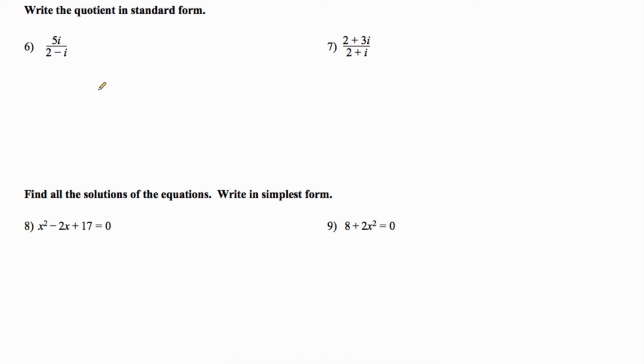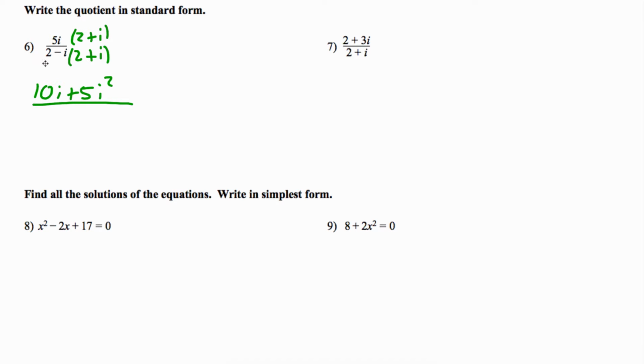Taking a look at 6 and 7, we're asked to write the quotient in standard form. This is where we have to use the conjugate of the denominator to help us out. So on the bottom, we've got 2 minus i. Its conjugate would be 2 plus i. So we have to multiply by 2 plus i on top and on bottom. On top, we're going to distribute the 5i. So 5i times 2 is 10i. And 5i times i gives us plus 5i squared.